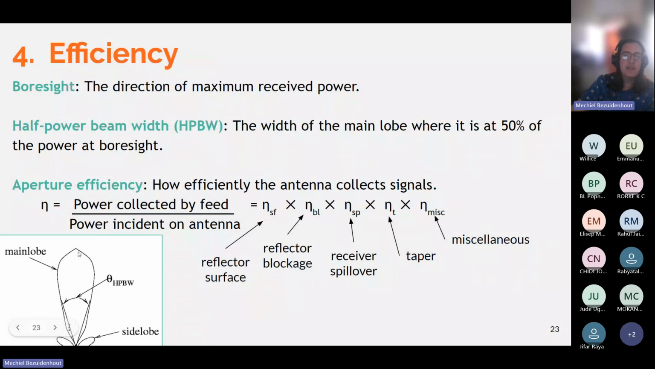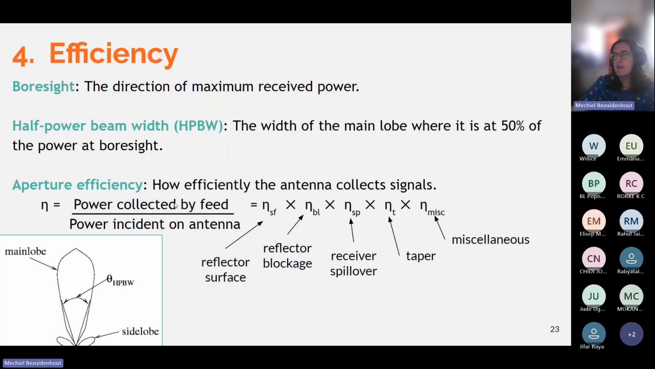If we say that an object is on boresight, that means it's at the point where the telescope is most sensitive. Then the half power beam width is the width of this main lobe where it's at 50% of the power at boresight. So you measure where the power in that lobe is 50% of the maximum, and the width corresponding to that is called the half power beam width, and that's often used as a measurement of how big the beam is.